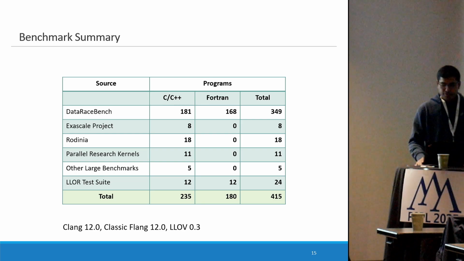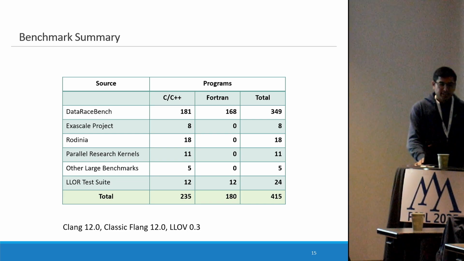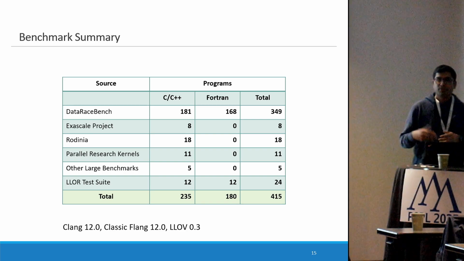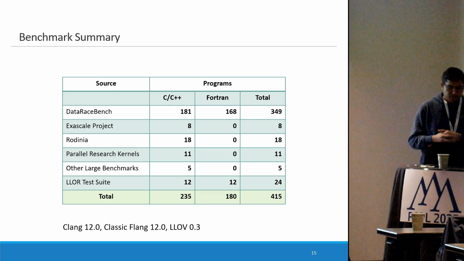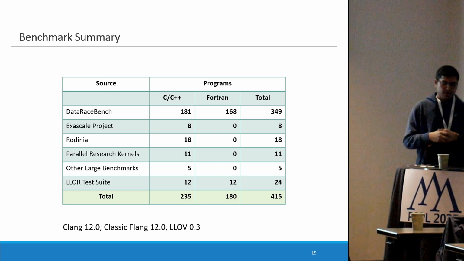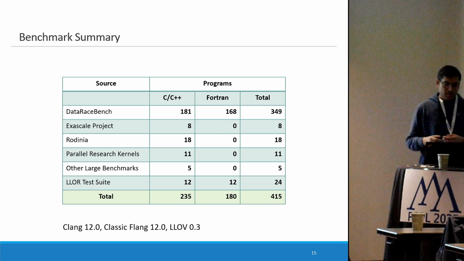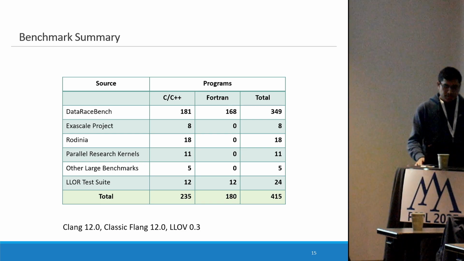We used a few OpenMP open source benchmarks. There are quite a few. Like DataRaceBench is a popular benchmark in the data race detection community, where there are multiple C, C++ kernels and Fortran kernels with and without data races. We know that there are some data races in these programs. We also use some exascale projects, these are HPC applications. These are big applications that we tried. We also use Rodinia and parallel research kernels, and we also designed some smaller test cases.